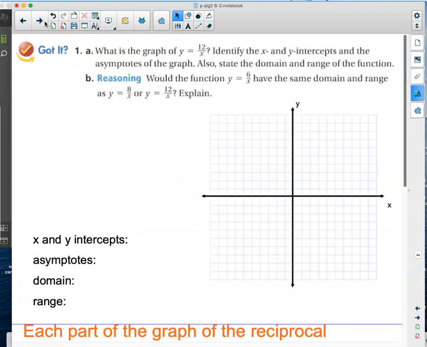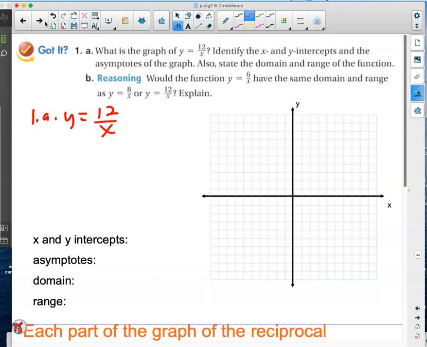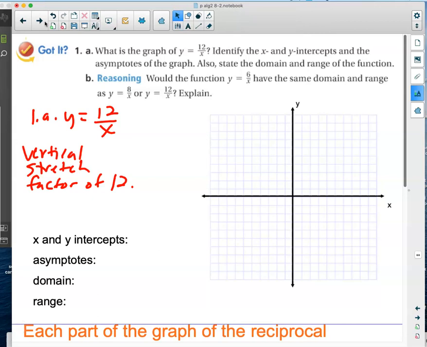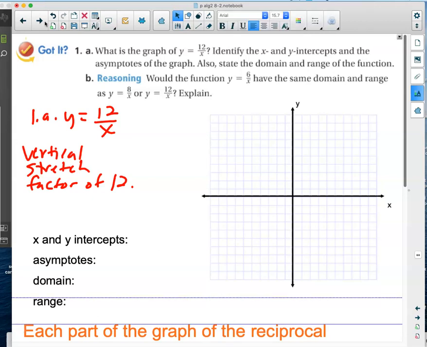Alrighty, y equals 12 over x. Is that a vertical stretch or a compression? Huge stretch. Factor of 12. Vertical stretch. Factor of 12. So this one should really pull away from 0, 0, because that's what the vertical stretch was doing in the graphs before. Try and get the blue lines to show up again.